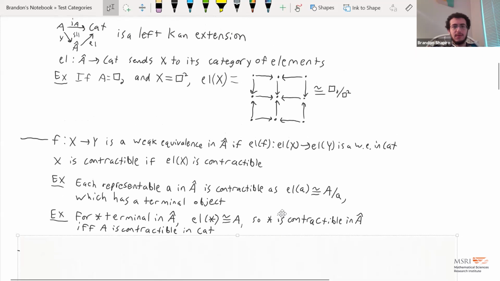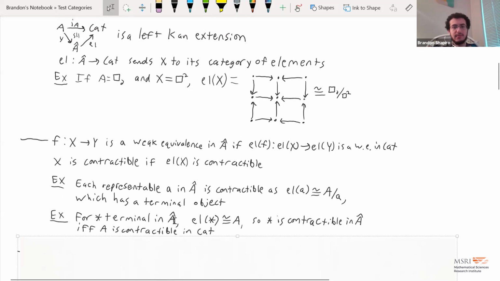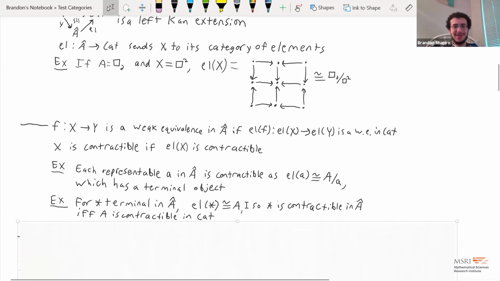Now, for the terminal pre-sheaf in A hat, its category of elements is going to be the category A because it has one element in each component and all of the maps in A. So if the terminal pre-sheaf in A hat is contractible, that means that the category A is contractible in Cat. So that's going to be a condition that we end up imposing in order for A hat to model spaces the way that we want, because we're going to want the terminal object to be contractible.